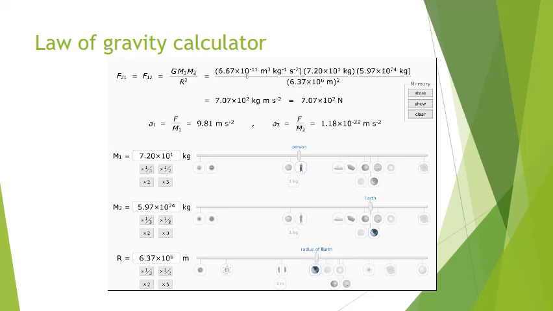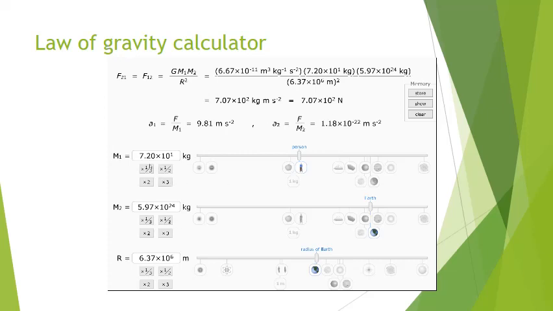So now notice when you've put in those values, the mass of the person, the mass of the Earth, the distance between the Earth and the person squared, you wind up with a total of about 700 newtons. 7 times 10 to the second is 700 newtons. Newton is a unit of force in the metric system.